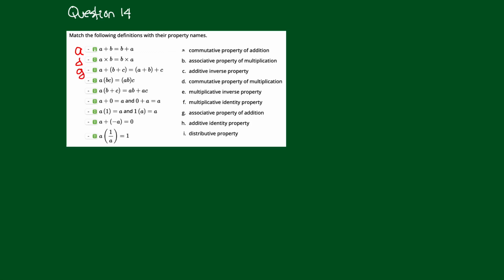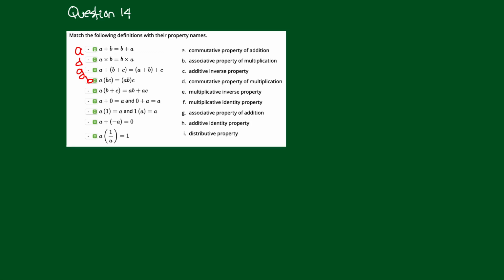The next one, what do we have? I've got A and then BC, and then the AB. The parentheses have been reassociated. So this is another associative property, but it's involving multiplication. So the associative property of multiplication. Do we see it? There's associative multiplication. That's what it is. This is B. So this is going to be a B here.